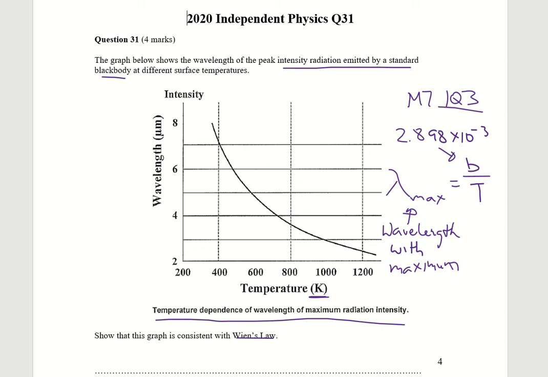Okay. Assuming that b is a constant, so the value doesn't change, what we can see is the maximum intensity wavelength will be inversely proportional to the temperature. So as temperature increases, the maximum intensity wavelength will be smaller. If temperature was to go down, so the body was to cool, then the maximum intensity wavelength that we see on a black body will be higher.